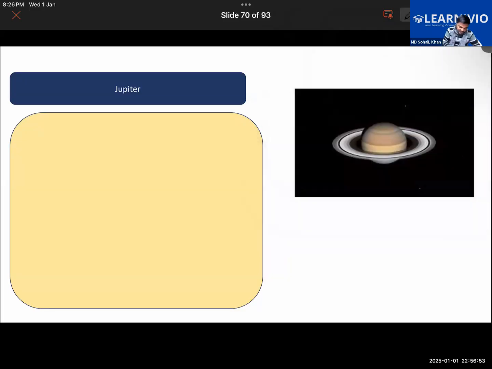Talking about the biggest planet of all, that is Jupiter, at the fifth position from the sun. The time it takes for revolution is about 11 and 3/4 years. The rotation it takes is very small, a very short period of time, just 9 hours for this planet to do a rotation.